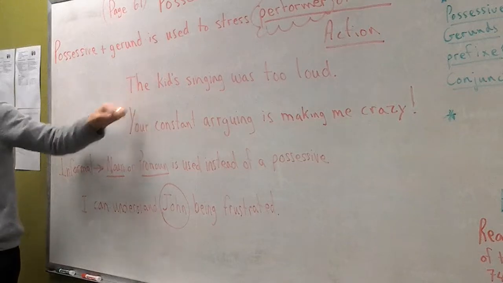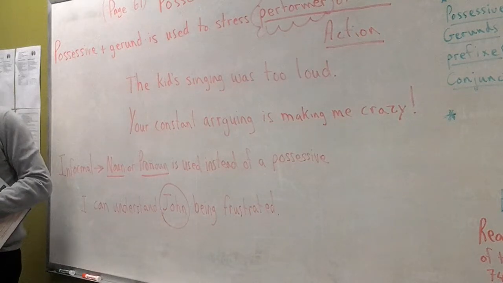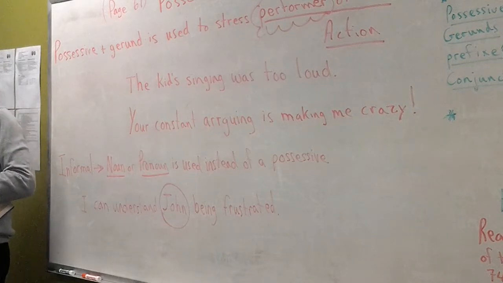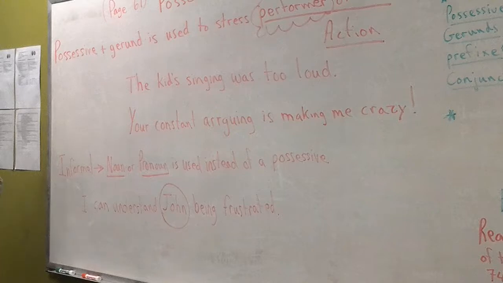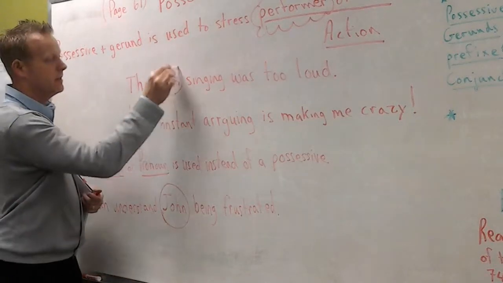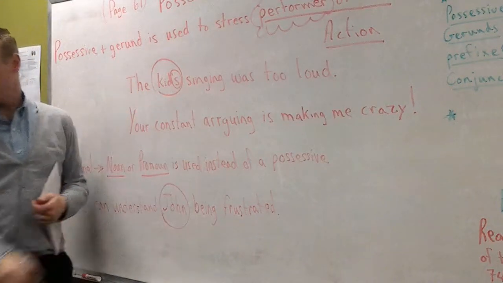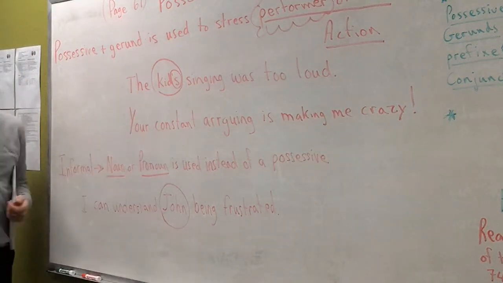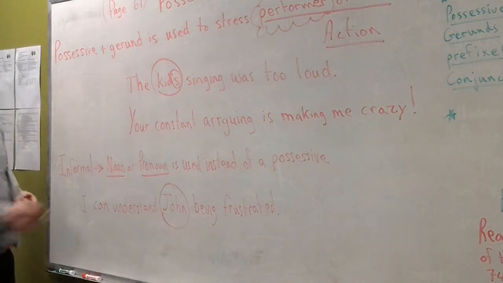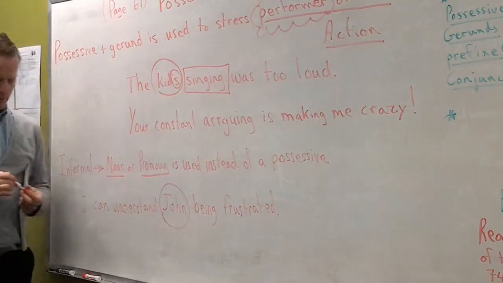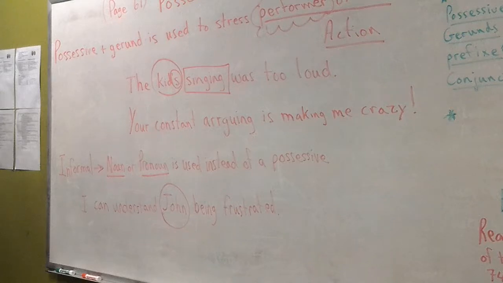Ziggy, will you read this? The kids' singing was too loud. Nice. So, Ziggy, where's the possessive? Good. You'll notice that the apostrophe S is used to show the possessive. And then where's the gerund? Yeah, here's your gerund. So, what's the stress on in this sentence?